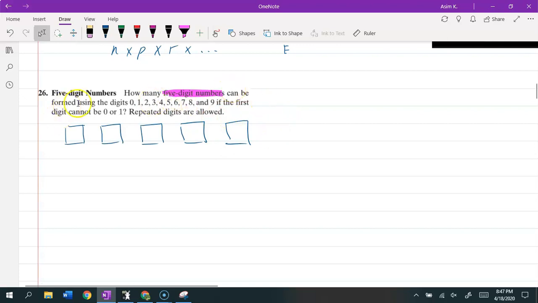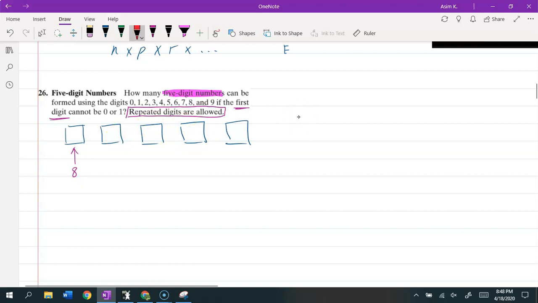Now, it says you have the option of 0 through 9, but the first digit cannot be 0 or 1. So what does that tell you? For that first digit, how many choices do you really have? From 0 through 9, that's actually 10 choices. But if you can't have a 0 or 1 in the first digit, then that's 8 choices that you have. But then for the rest of the digits, it says you can repeat the same digit if you needed. So for instance, if you had the number 4 in this, it's okay to have another 4 here and another 4 here. So in other words, the number of possibilities is not going to diminish after that.